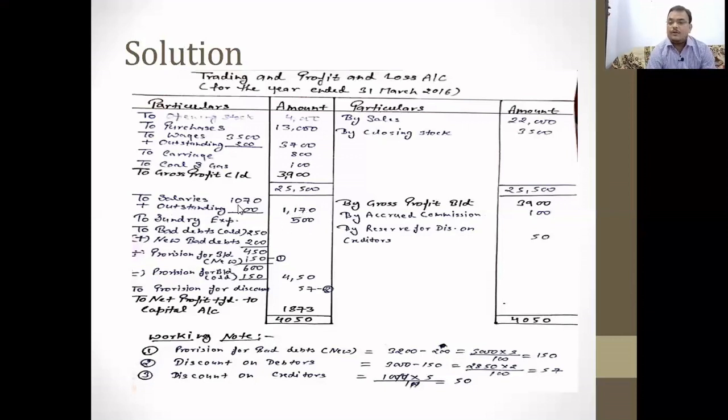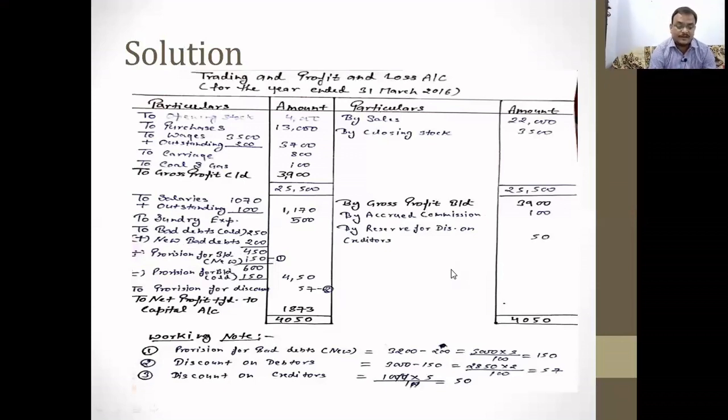So salary 1070 rupees, and there is an outstanding salary of rupees 100. You have to add this 100 with salary, and the net salary amount is 1170 rupees. Sundry expenses 500 rupees. Bad debts, now see there is an adjustment given, write off bad debts 200. So first of all you show bad debts 250 and 200 new bad debts that is given in the adjustment. You have to add this. 450 is the total amount of bad debts.